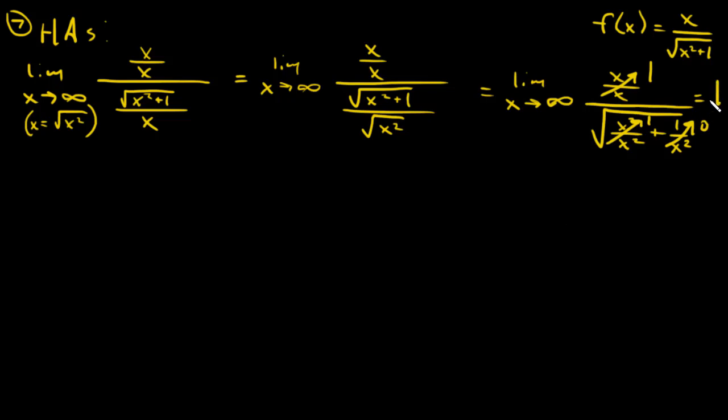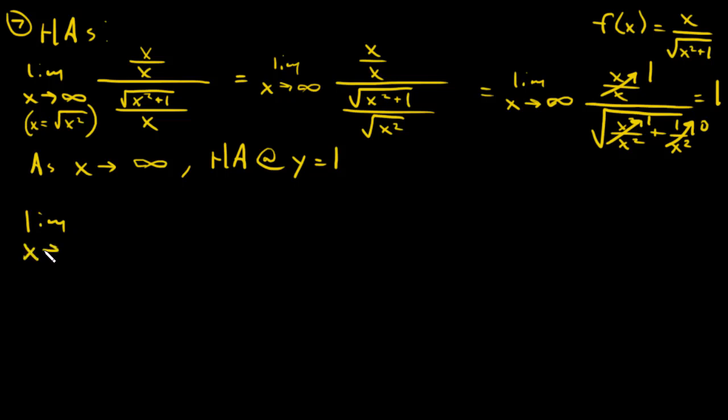That is what my horizontal asymptote is going to be as I approach infinity. Y equals 1. Okay? So I can even write that if you want. I can say, as x goes to positive infinity, there's a horizontal asymptote at y equals 1. Okay? Now let's see what happens as I approach negative infinity.